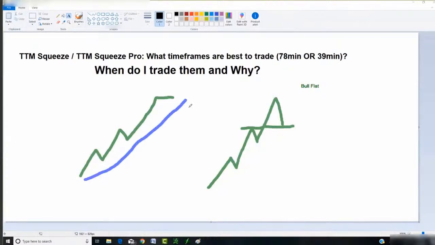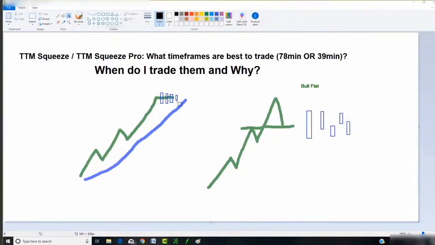This 8 EMA. Lots of times when that bull flat happens on the 78-minute chart, not always, but usually there's a squeeze. So when a stock is above the 8 and it starts to do that bull flat, maybe 1, 2, 3, 4, whatever, 5 candles sideways. So just envision that there's a bunch of candles here.